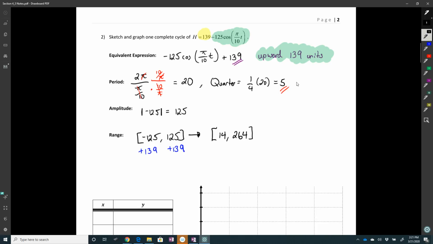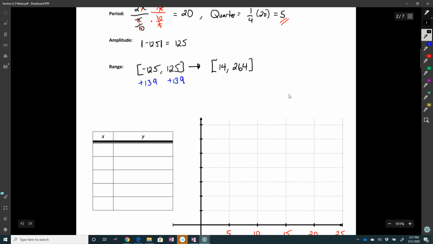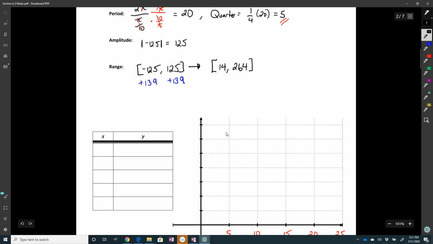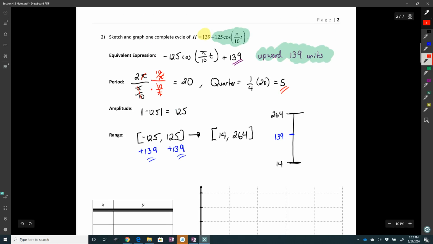So if I'm labeling, here I did this one a bit different since the numbers are so weird. I'm going to keep a consistent scale on the y-axis, and basically what's going to happen is 14 is my lowest point, 264 is the highest point, and the number that we added, 139, is going to go right in the middle. And what my graph is going to look like is a cosine graph. It's a flipped cosine. So a flipped cosine would look like this.